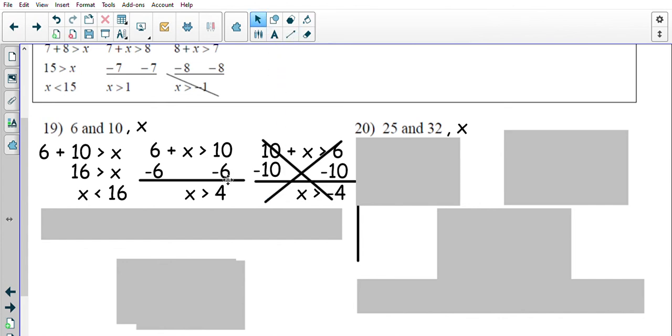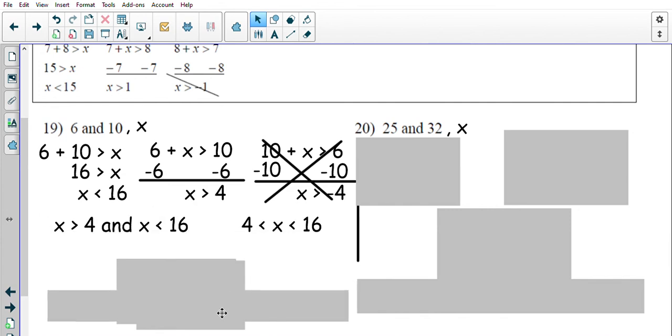So what I know here is that x has to be greater than 4 and x is less than 16. So this is sufficient for a solution, but I also wrote it, this is what we call a compound inequality, where we put our third side in the middle, our lower boundary on the left, our upper boundary on the right, and then we use these less than symbols. This tells me that my third side has to be greater than 4 and less than 16.